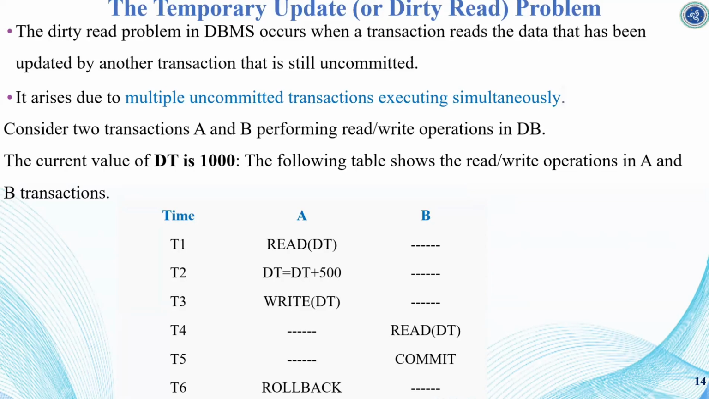But what is T6? I am rolling back transaction A. Due to some error, I couldn't successfully commit transaction A. Rolling back means I am undoing the update. I have already updated the value from 1000 to 1500, and that I am going to roll back.